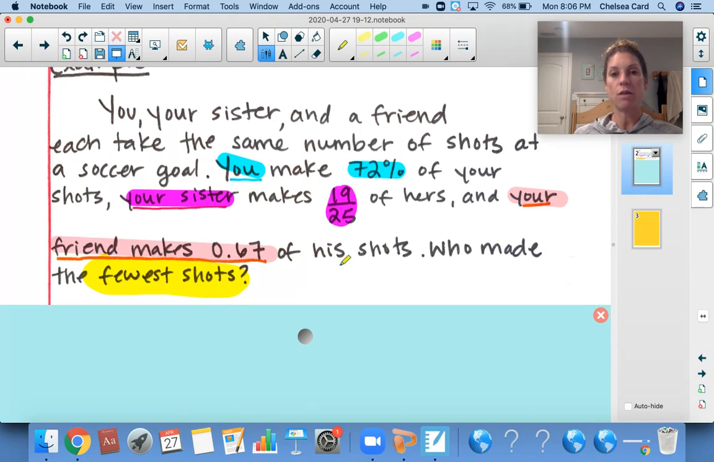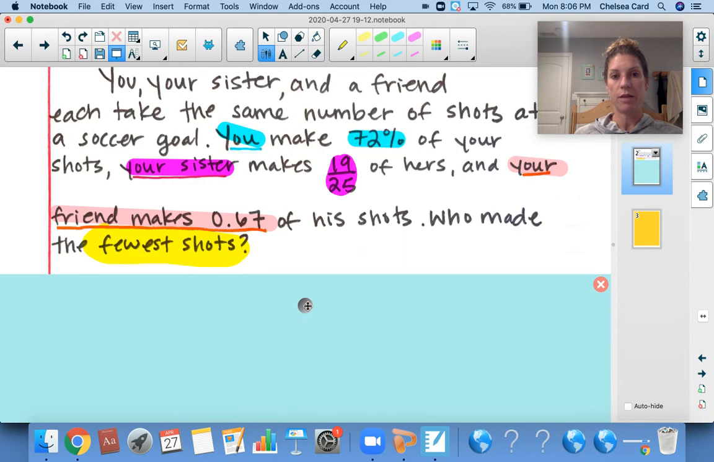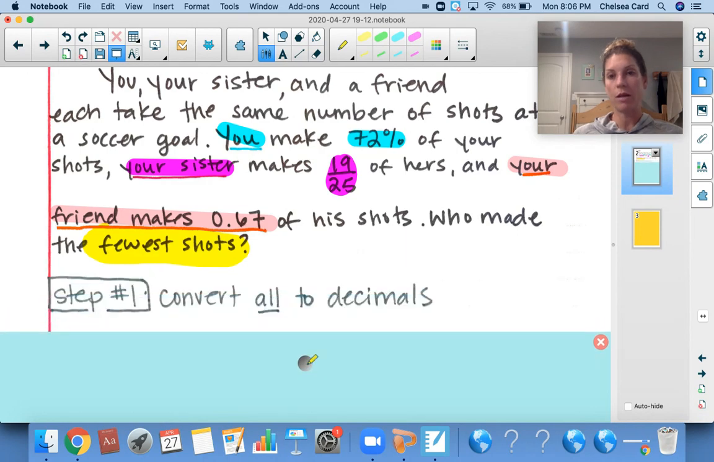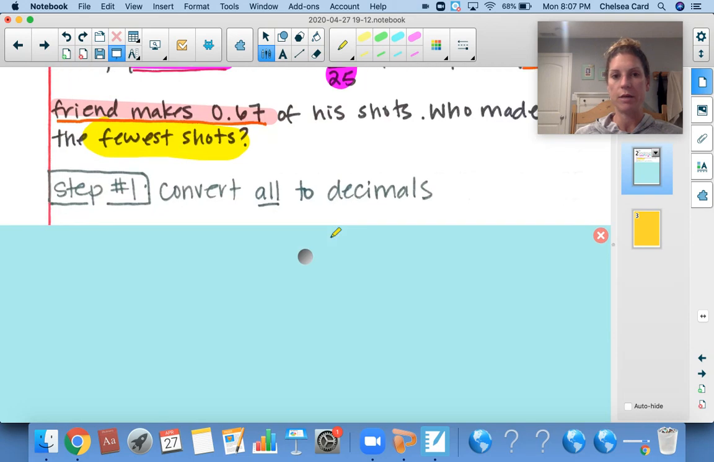All right. So what we want to do is we need to convert. And so step number one, I'm going to convert them all to decimals. And like I said, it doesn't matter. You can go to percent if you want. If you go to percent, you're looking at 19/25. You can just multiply this by 4 and this by 4. This is 72%. This would be 67%. So you can look at it doing that way. I'm going to decimals. It doesn't matter what you decide to do.